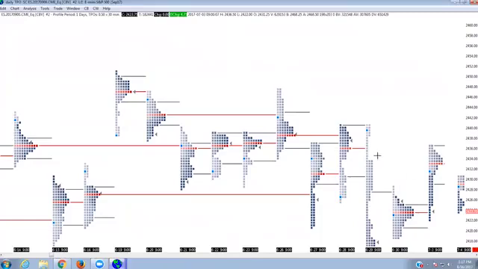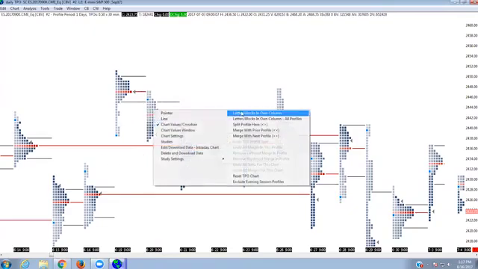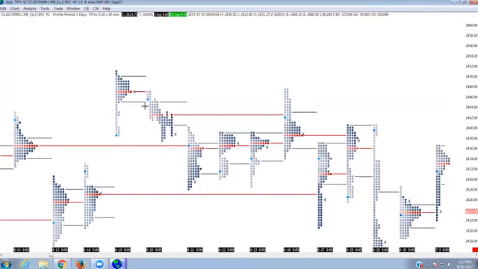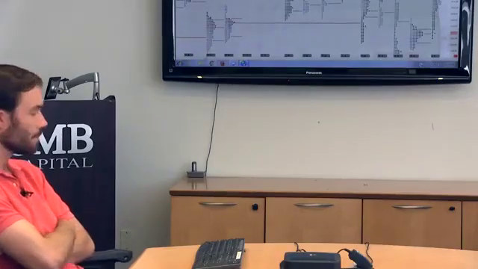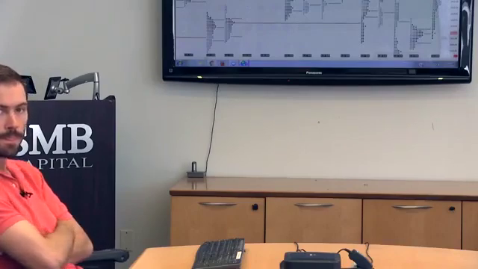All right, 619 and 620. Did we use this example before? This is one of the confusing ones where you have value right at the same level. We've got value migration lower. What did this day try and do? Somebody tell me what this day did and what you see there. Tried to test the point of control from the prior day. Yeah. It failed and then migrated lower. Absolutely.